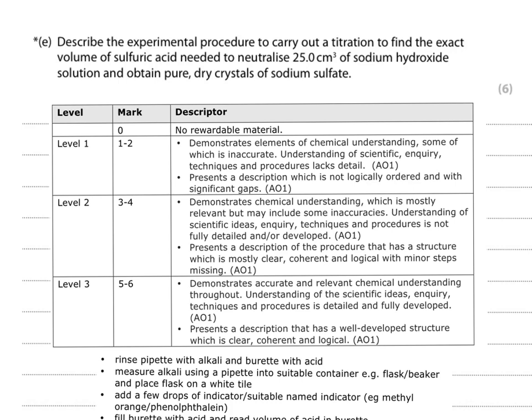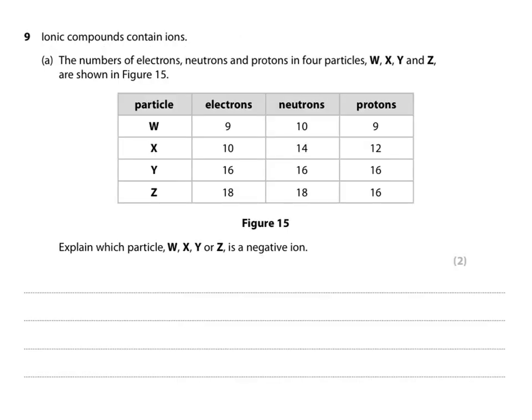So question 9 says, ionic compounds contain ions. Remember, ions are charged particles with a plus or minus charge. The number of electrons, neutrons and protons in 4 particles, W, X, Y and Z, are shown in figure 15. So we've got different particles, and their number of electrons, neutrons and protons. Explain which particle, W, X, Y or Z, is a negative ion.